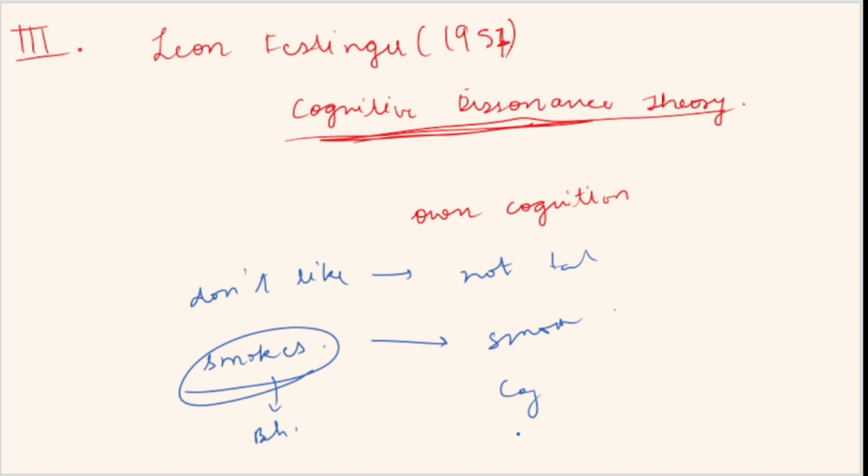They do not match with each other. Our cognitions are not consistent with each other. So we want to keep our beliefs, our attitude and our values in harmony or in consistency with our actions. Okay, so what we will do, we will try to change or modify our cognitions.